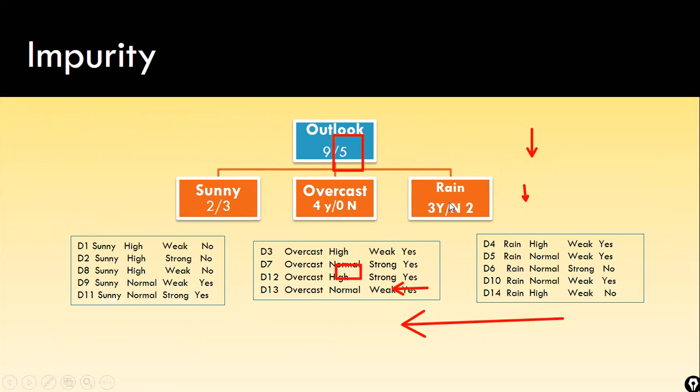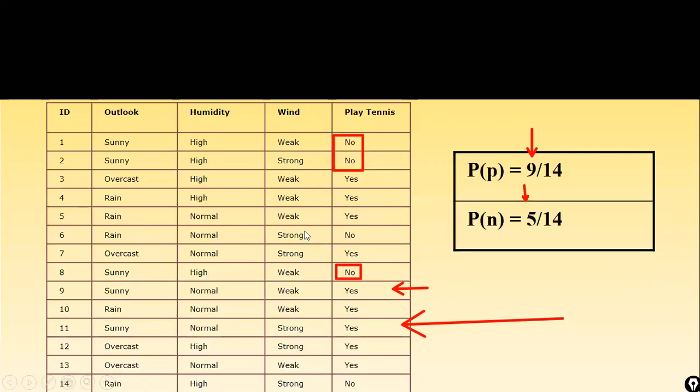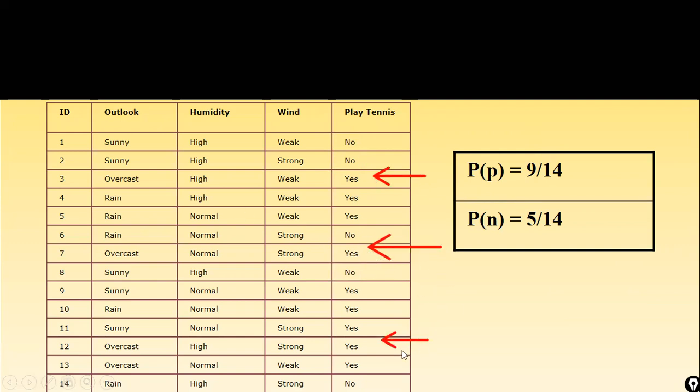Similarly, in rain, we have 3 yes and 2 no's. In overcast, how many yeses are there? If you look here, 1, 2, 3 and 4. Can we see any other record for overcast? We don't have it, right? Only yeses are there, no no's.